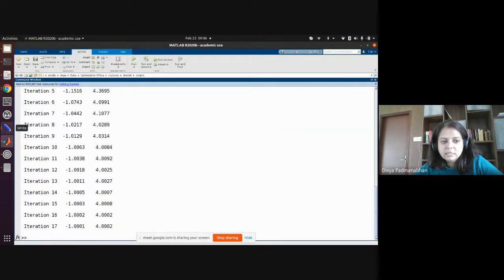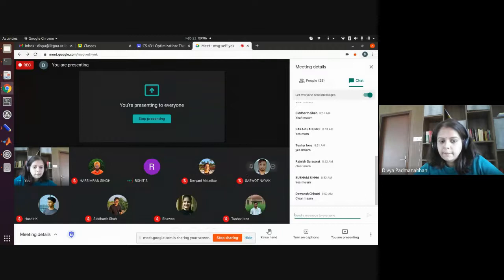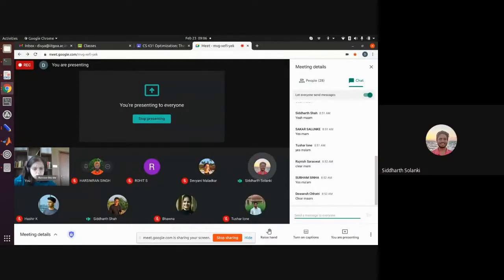So any questions till this point? Okay, Siddharth, go ahead. I didn't get the intuition behind why the subsequent steps are orthogonal.